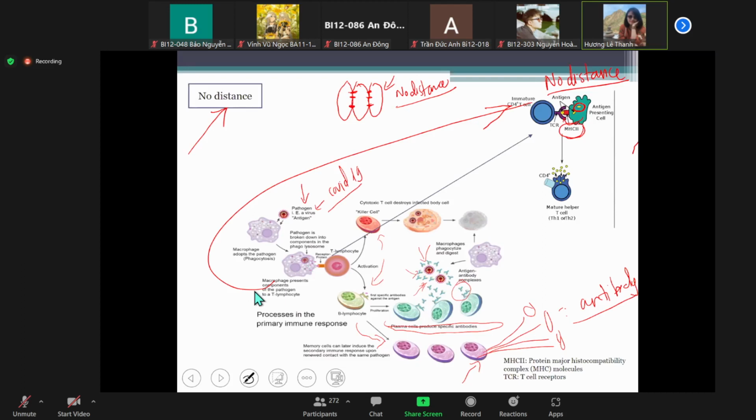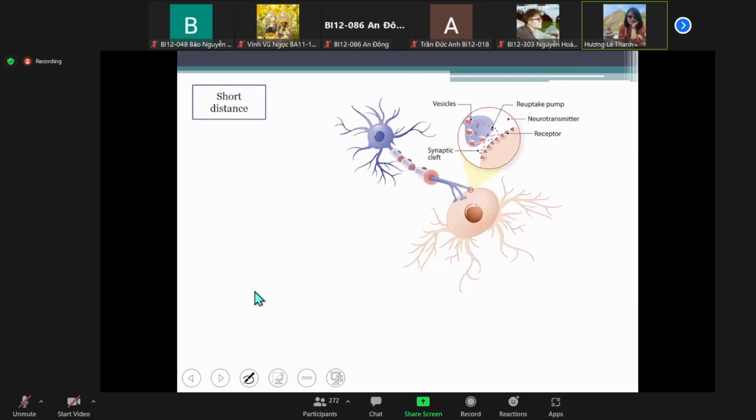And what about the short distance? A very famous example is the transmission of information between two neuron cells. The synapse of one neuron cell transfers information, neurotransmitter, to another neuron cell through the synapse here. They are close together, but they do not touch each other. We call this short distance, and the synapse transfers the neurotransmitter between two neuron cells.